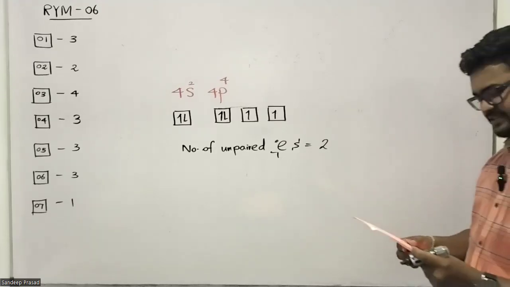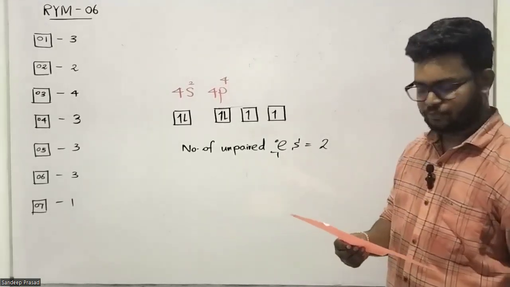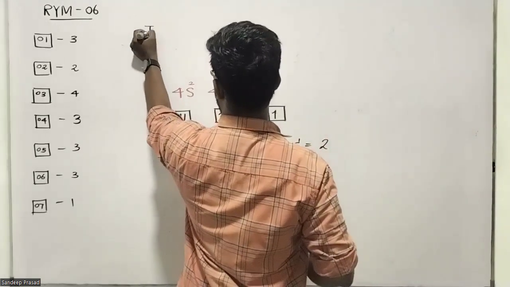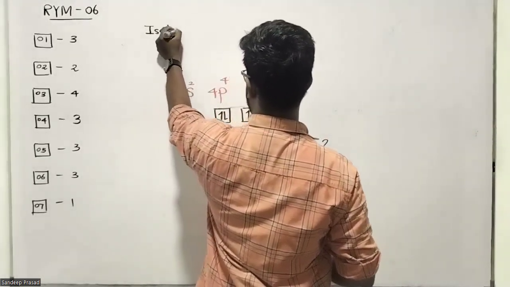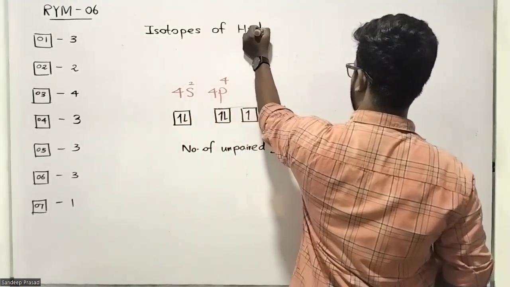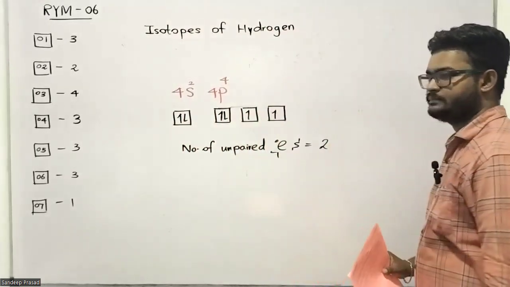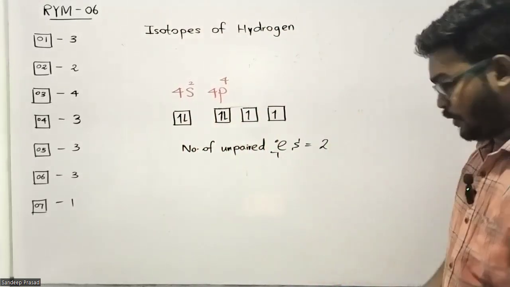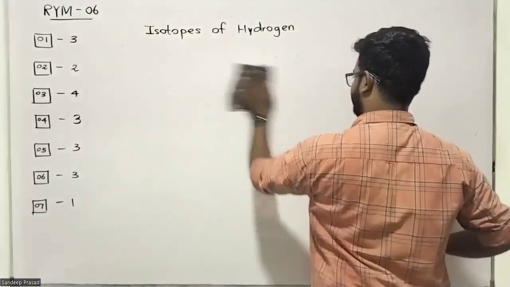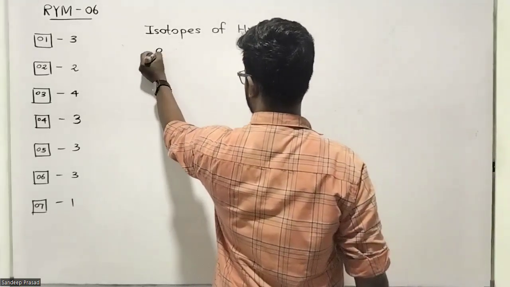Let's move to question number 8. Which of the following molecules contain an equal number of electrons, neutrons, and protons? Remember, students, first of all, to get this answer, you have to know the isotopes of hydrogen that we learned. There are 3 types of isotopes for the hydrogen element, right? Protium, deuterium, tritium. Those are the isotopes of hydrogen.